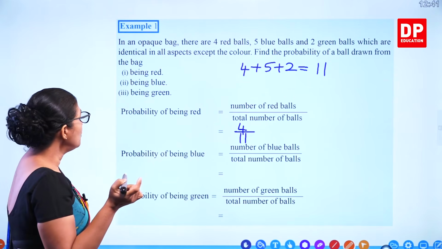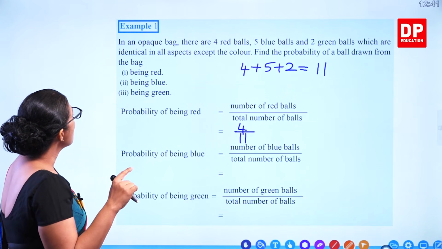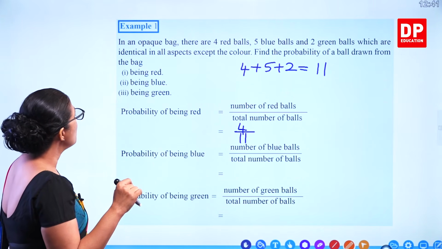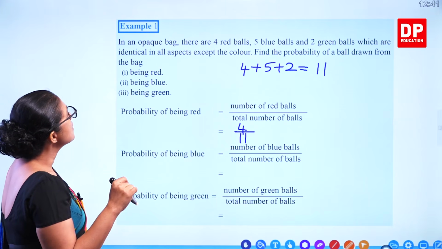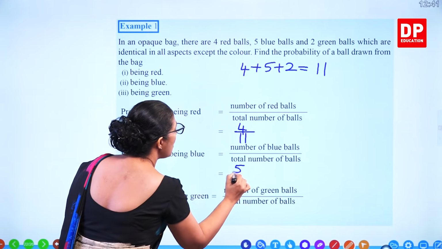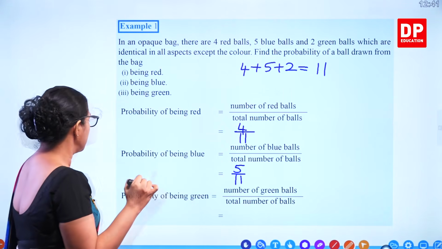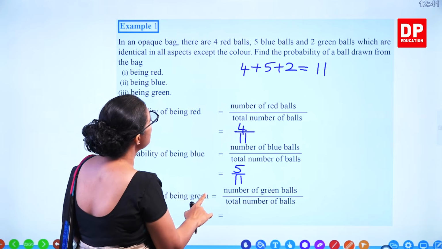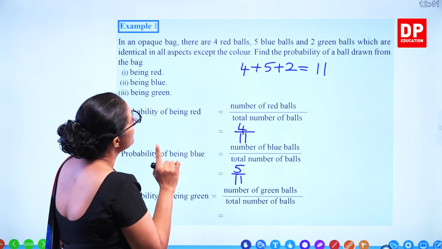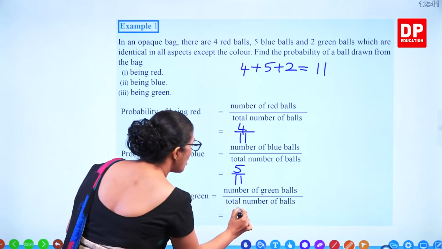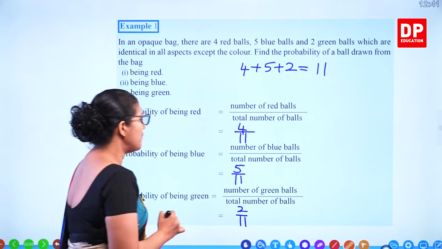Probability of being blue, that means number of blue ones over total number of balls. So blue ones, 5 out of 11. Probability of being green, that means how many green ones are there? 2 out of 11.